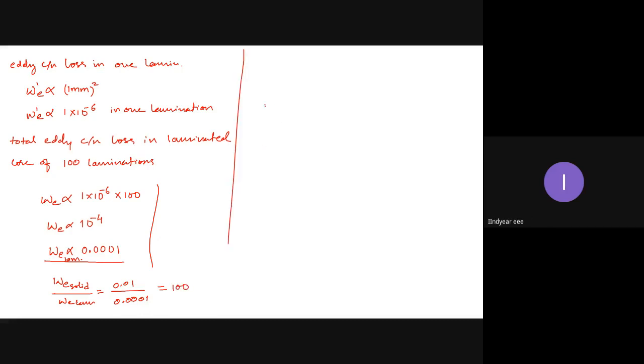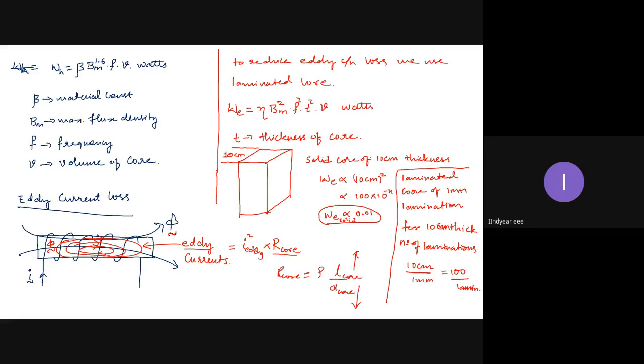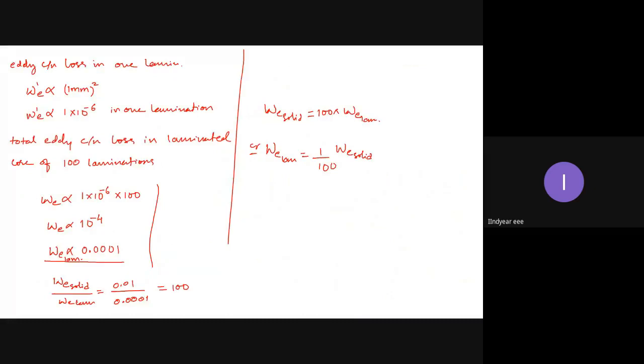So what does it mean? WE solid is equal to 100 into WE laminated, or WE laminated is equal to 1 over 100 times WE solid. So for the same thickness of 10 centimeter core, keeping all dimensions and other quantities constant, just by laminating it, I am reducing eddy current losses by 100 times.